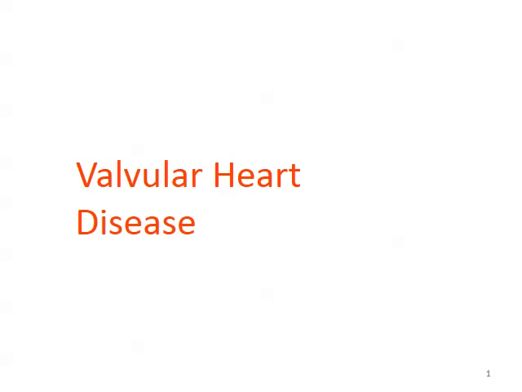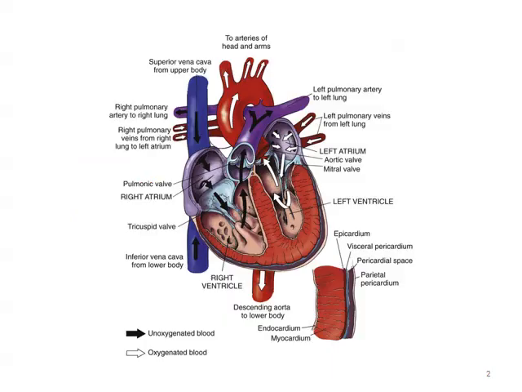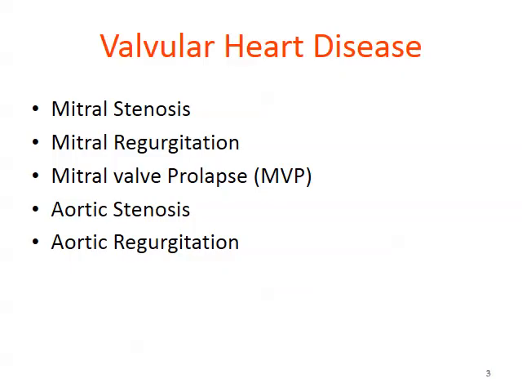Okay, now we're going to be talking about valvular heart disease. Now this slide basically just shows you the different places in the heart, how blood flow goes, the different valves that are involved, the pulmonic, tricuspid, all the different things. Okay, with valvular heart disease, we're going to talk about mitral stenosis, mitral regurgitation, MVP or mitral valve prolapse, aortic stenosis, and aortic regurgitation.